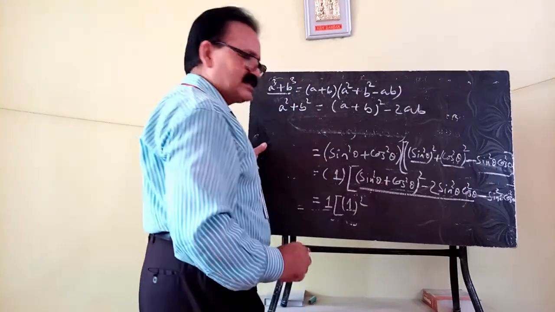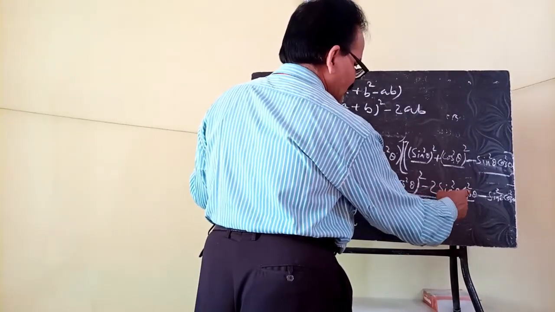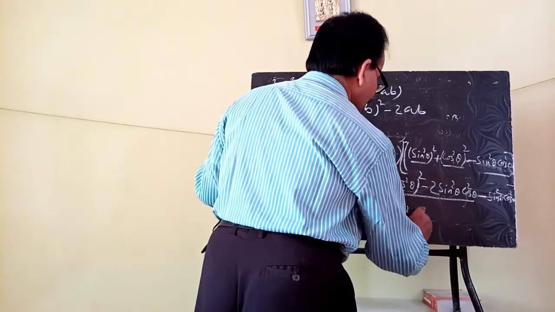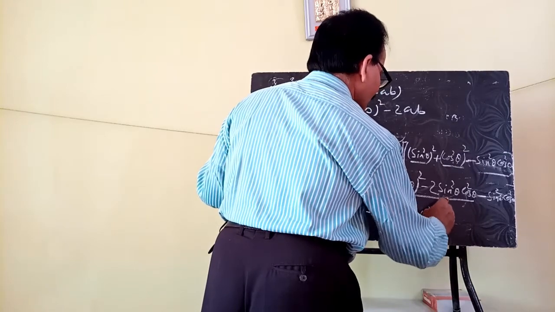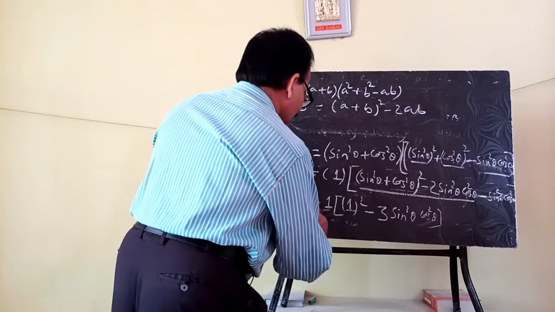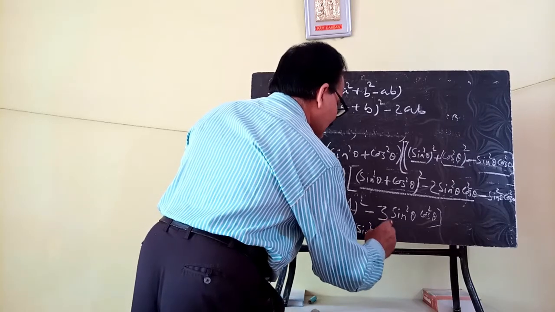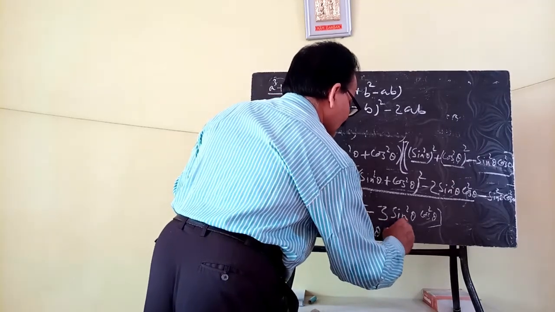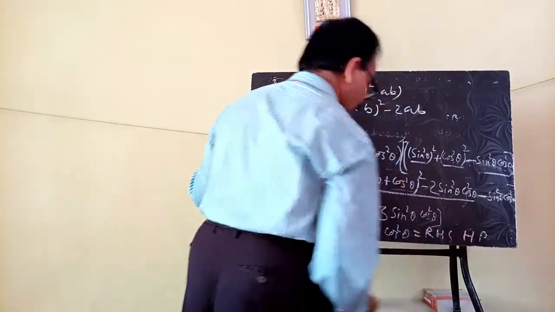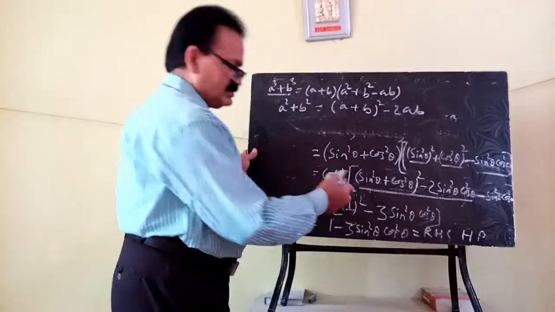Okay. So from this you again see this is your 1 in the bracket, this is your 1 square because sin square theta plus cos square theta is 1, and this minus 2 sin square theta cos square theta minus sin square theta cos square theta is your 3 sin square theta into cos square theta. Bracket close. So final outcome is what? Final outcome is 1 minus 3 sin square theta into cos square theta. This is your RHS. So you have got it, hence proved. So this much you have to prove. Okay. See the next question.